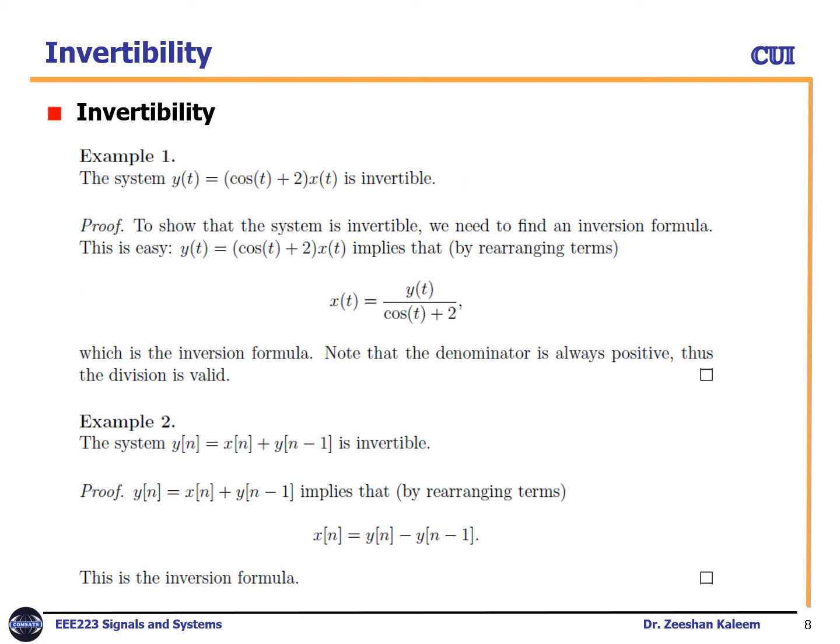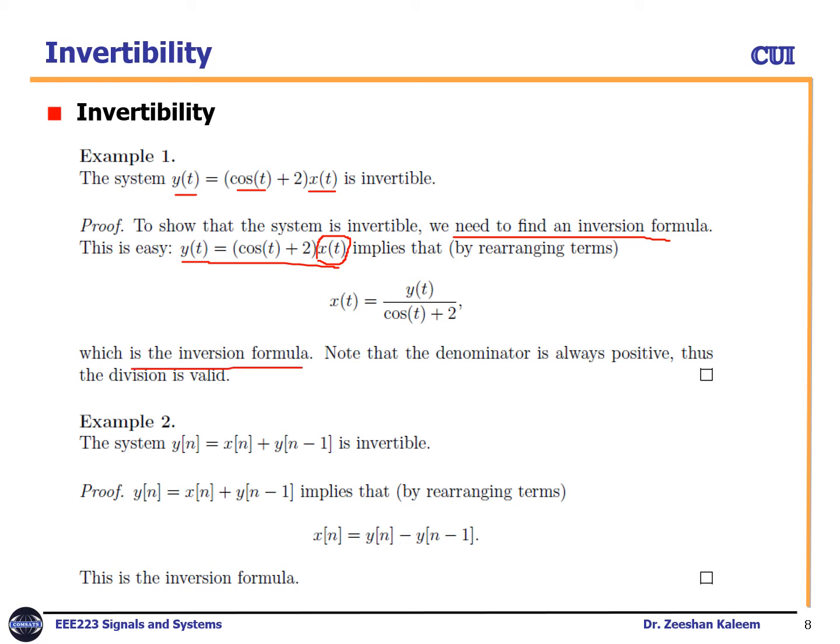Okay, so invertible system, example number one. We want to show that the system with output y(t) = (cos(t) + 2) x(t) is invertible. So how is it invertible? Let's find the inverse of that system. To show that the system is invertible, we need to find an inversion formula. This is easy because y(t) equals this. By rearranging terms, we need to take out x(t), so x(t) equals y(t) over (cos(t) + 2).